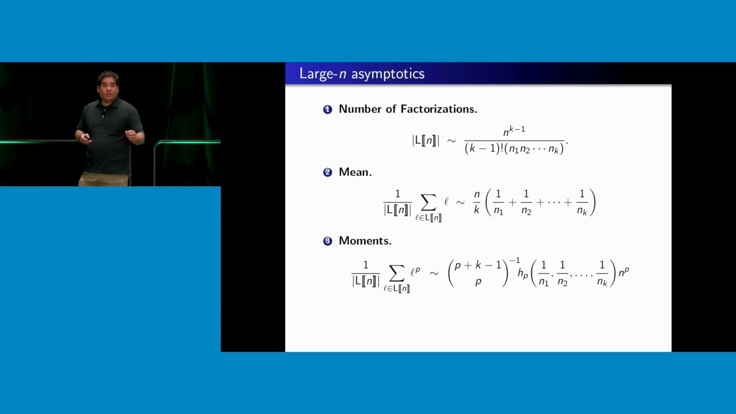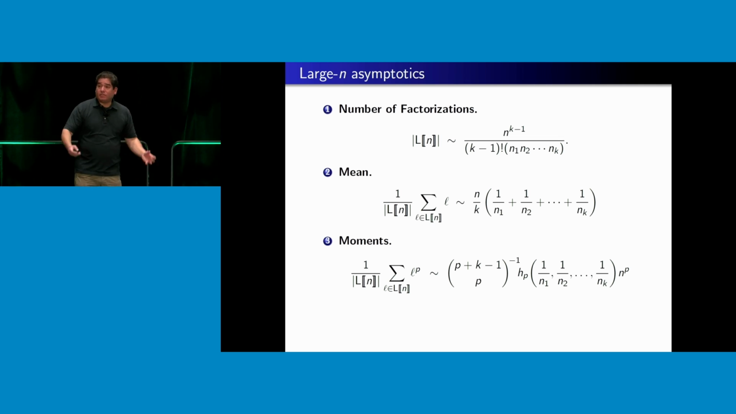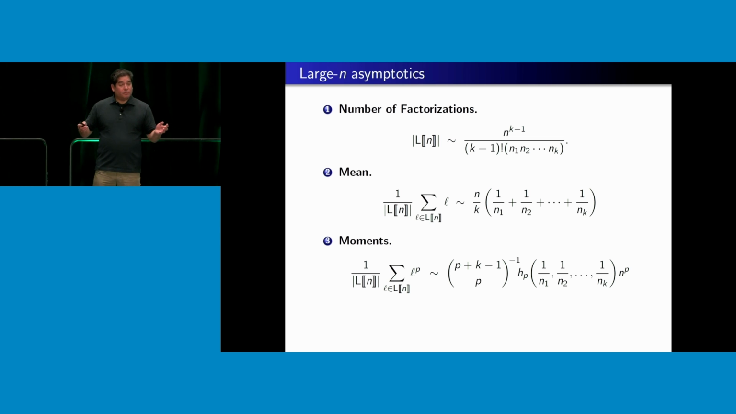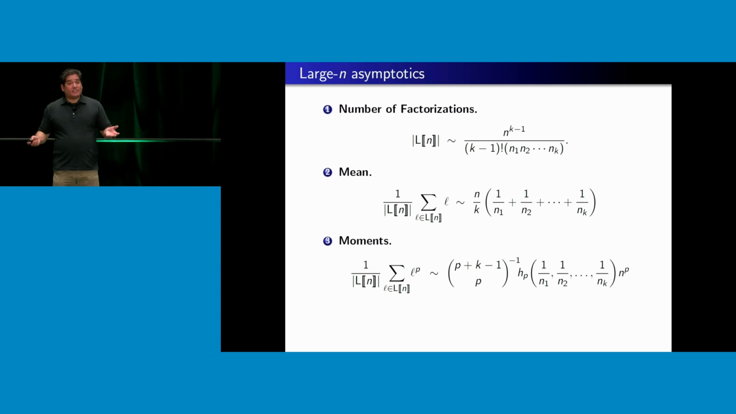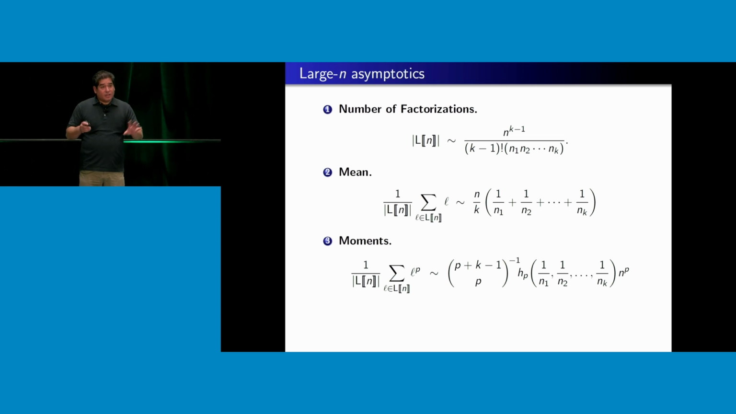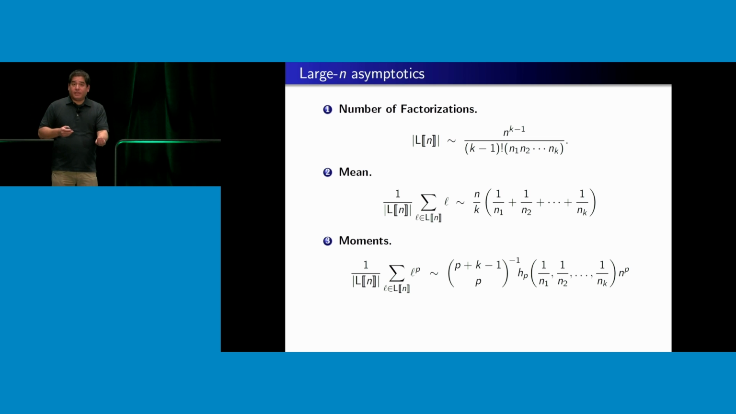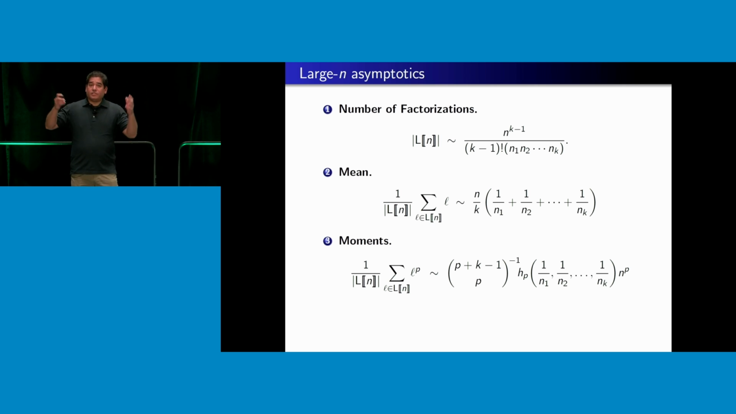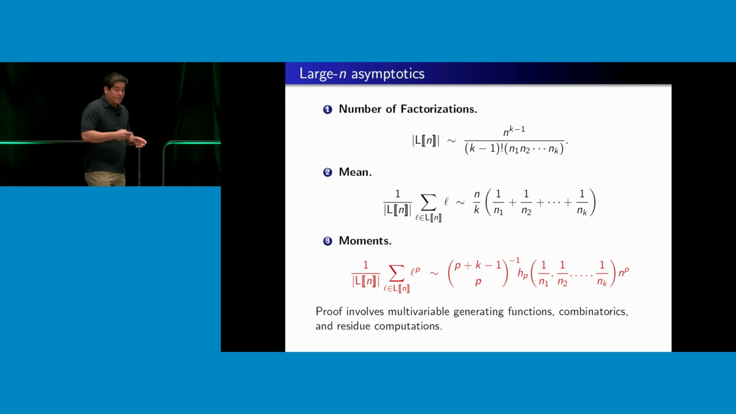And more generally, if I look at the moment, so I sum up the pth powers of the factorization lengths, and then normalize by dividing by the total number of factorizations, that thing is asymptotic to n to the p times a constant. Now, who cares what the constant is? The only thing you need to know is that the constant involves a binomial coefficient and these CHS polynomials in the reciprocals of the generators. So some symmetric function of the reciprocals of the generators seems to be governing the large-scale statistics here.